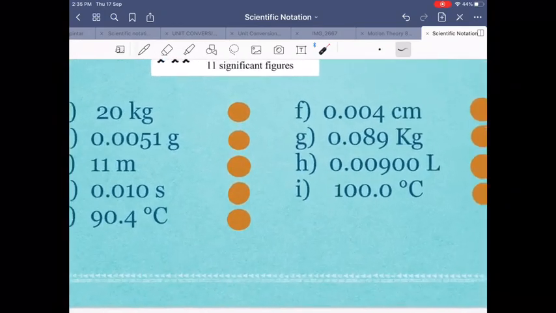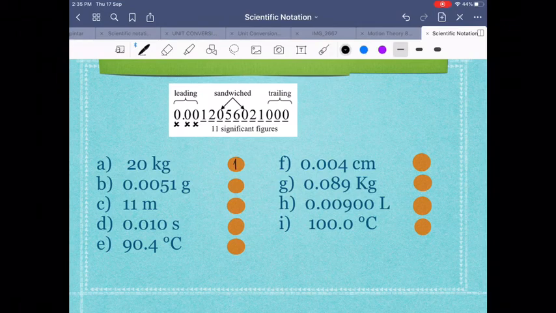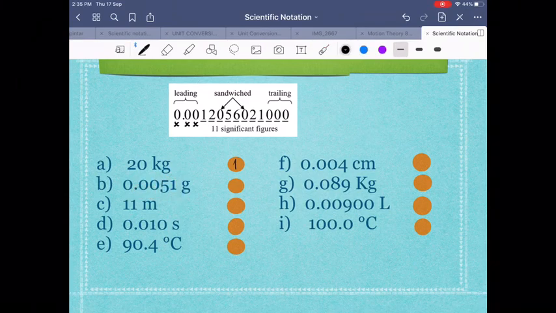Okay, so let's do these problems together so we can remember how it's done. For example, in this one, this 0 is only a placeholder. So if it's a placeholder, it means we only have one significant digit. In letter B, even though these two are after my decimal point, they are just placeholders, so I only have 2 significant digits. Okay? And then in letter C, we would have 2 significant digits.